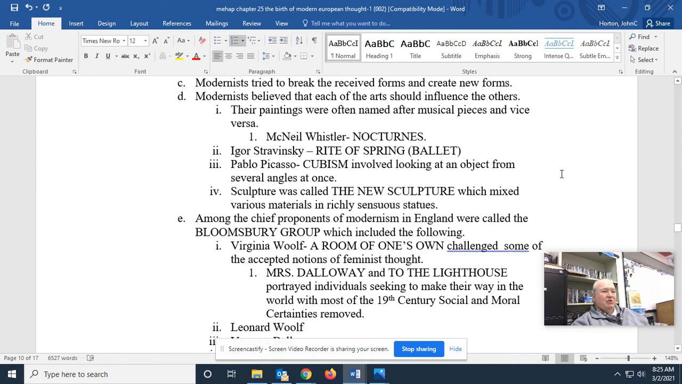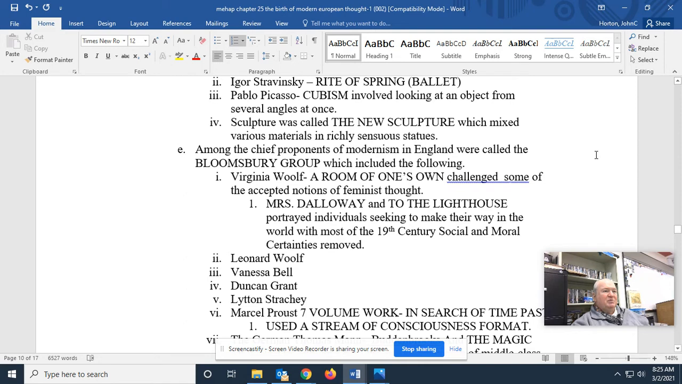Sculpture was called the New Sculpture, which mixed various materials and richly sensuous statues. Among the chief proponents of modernism in England were the Bloomsbury Group, which included the following.